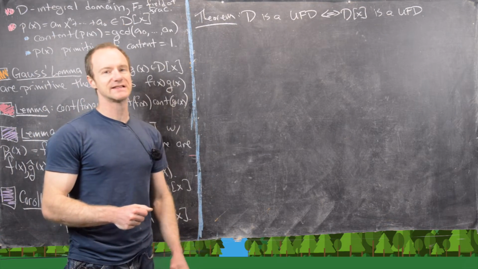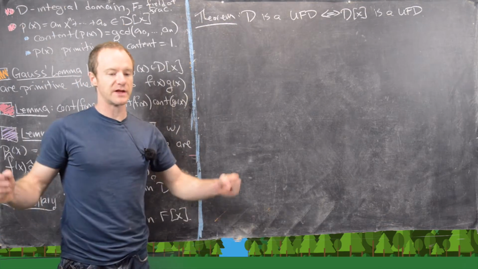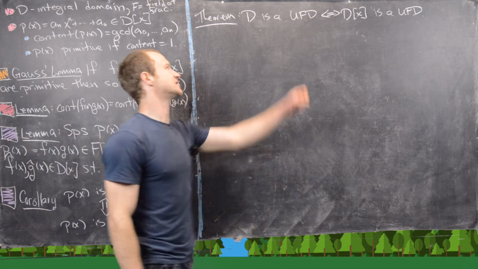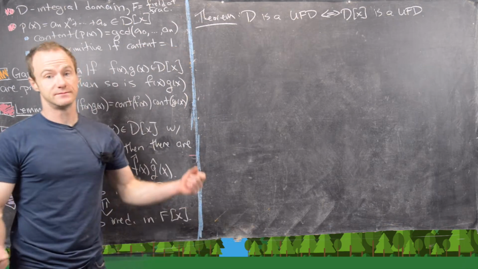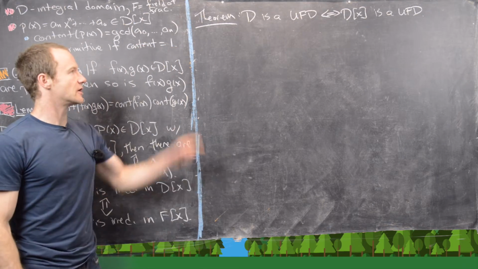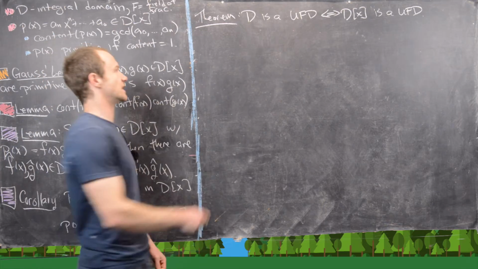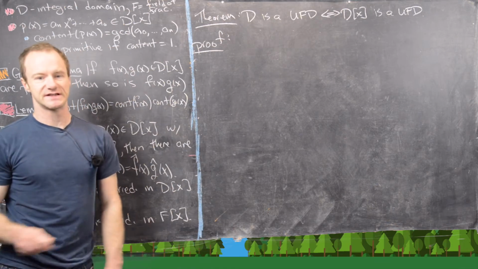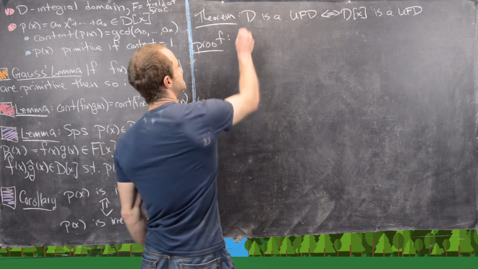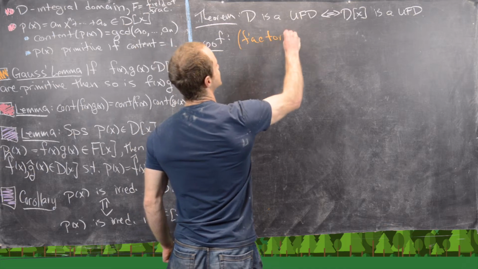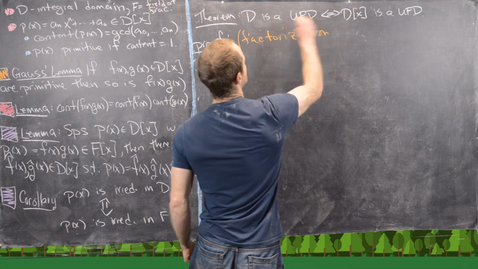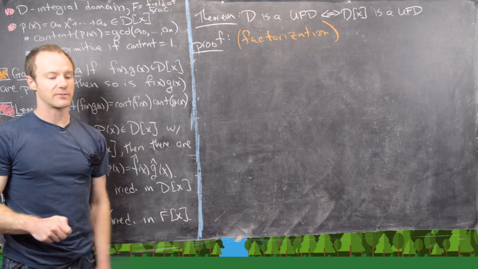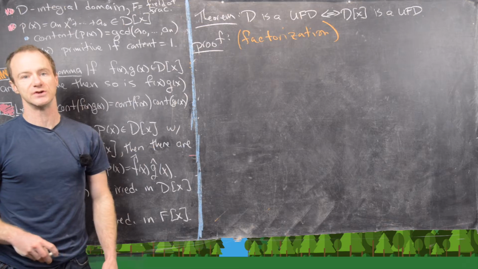If D adjoin x is a UFD, then all polynomials factor uniquely, including constant polynomials. But the constant polynomials are exactly the domain D itself. So we're good to go there. So all we need to do is go in this direction. So we'll have two things to prove here. The first is factorization into irreducibles. So let's make sure we prove that first. And then the next thing is to prove uniqueness of that factorization. But we've got to be able to factor it first of all before we can do anything.